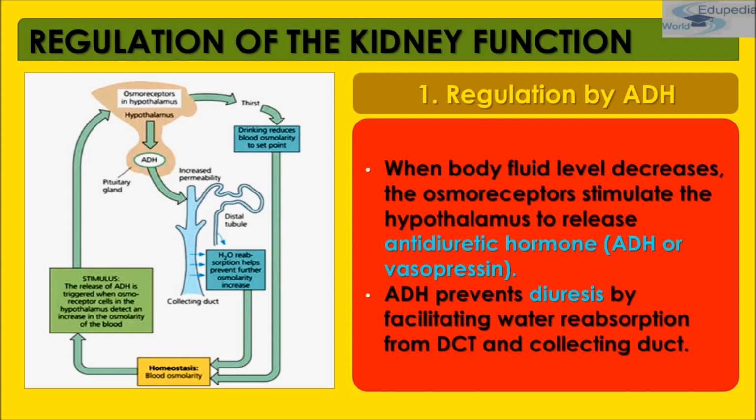The second hormone is aldosterone. We'll be studying aldosterone also. And the third hormone is ANF, that is atrial natriuretic factor. Each one we will study in detail, but first let's concentrate on ADH, that is antidiuretic hormone, also called Vasopressin.